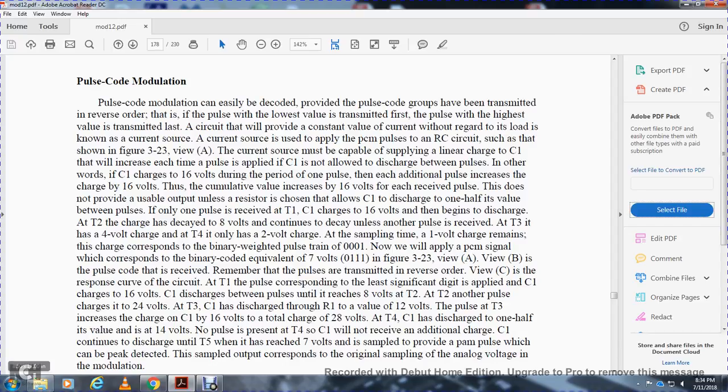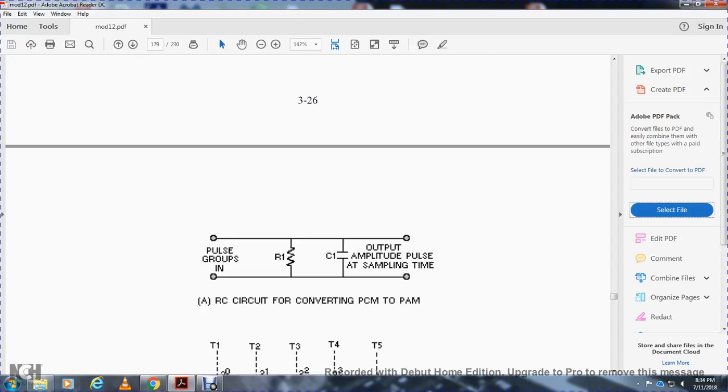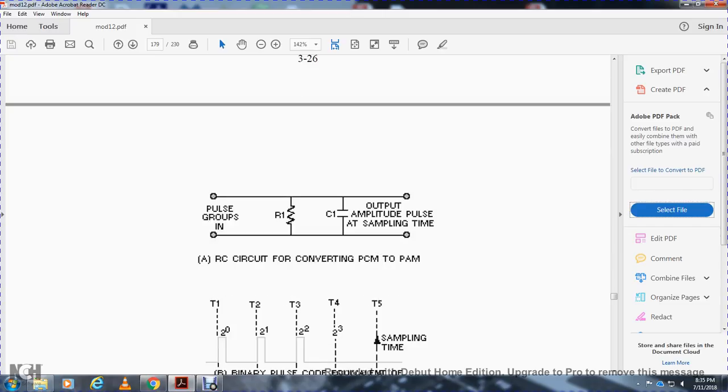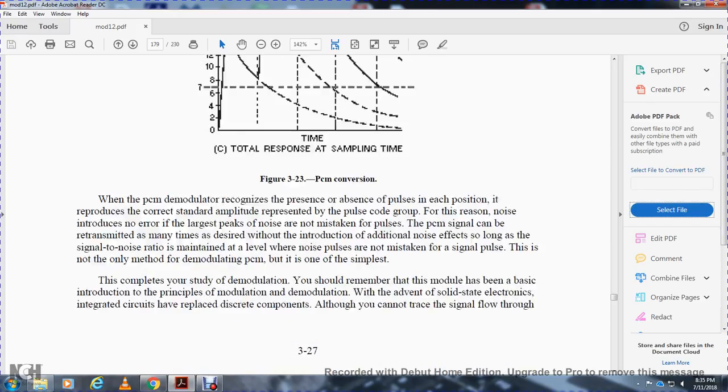amplified and sampled with the provided pulse amplitude modulation pulse, which can be peaked and sampled out with the corresponding original sampled analog voltage of the modulation. Alright, pulse group input to the resistor 1 capacitor, output amplitude pulse at the sampling time. The resistor converted the positive code modulation to positive pulse amplitude modulation. Sampling time, binary pulse code equivalent analog 7 in reverse order.